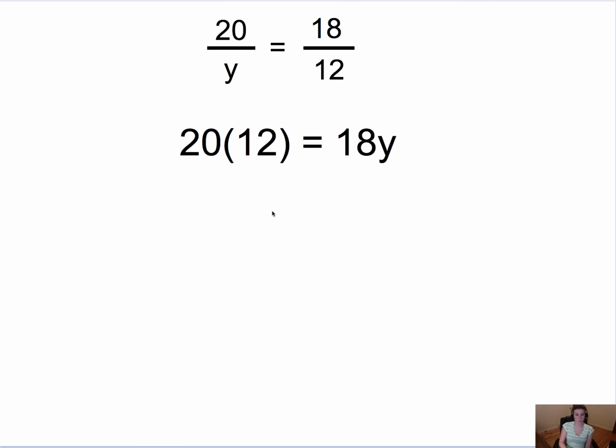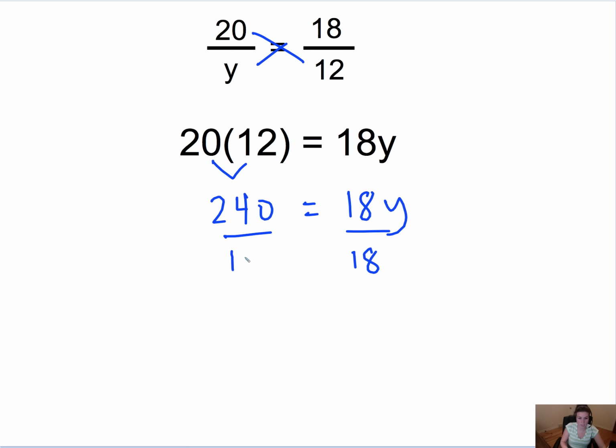So I chose 20 over y equals 18 over 12. So just like we did with our proportions, you want to cross multiply. So 20 times 12 equals 18 times y, and then we would solve. So 20 times 12 would be 240. Bring down the 18y. This is multiplication, so we need to divide by 18 on both sides, and you get it's about 13 1/3 is equal to y.